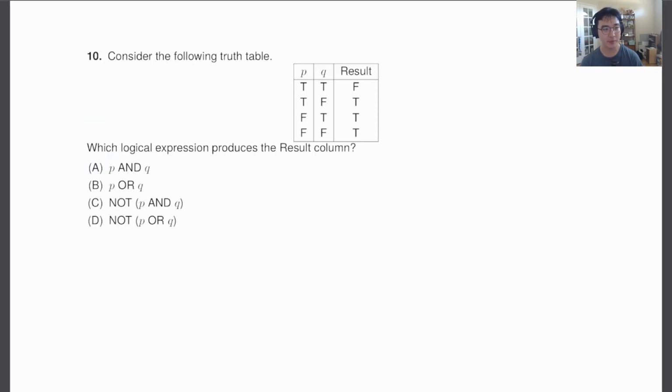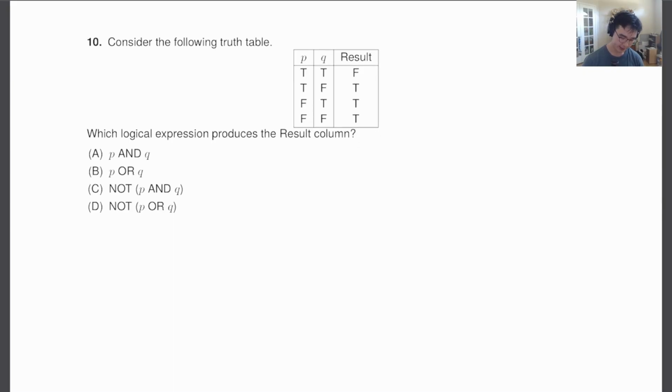Hello, question number 10. So in this question, we have a truth table. We have a column P, we have a column Q, and we have a result column. And we are asked which logical expression produces the result column. Now, let's say you can't tell just by looking at it which one it is. My best recommendation is make sure you know how to do a truth table. Let's go ahead and do A.